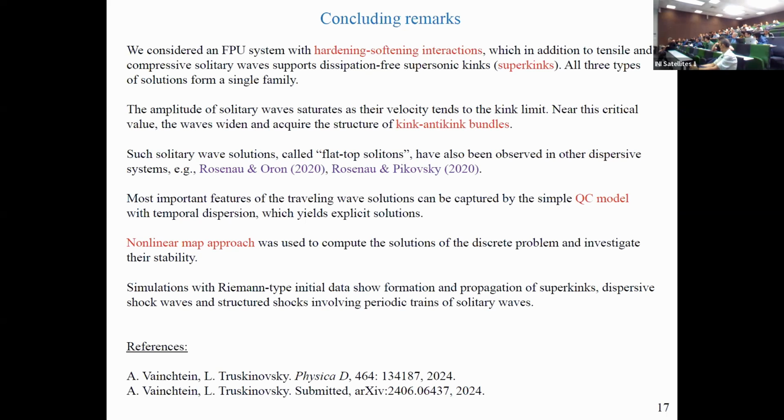Kinks are typically related to undercompressive shocks. Yes, but these are not. These are supersonic. In this discrete model, you can also have subsonic kinks, but those will have oscillations, because they don't have propagation.